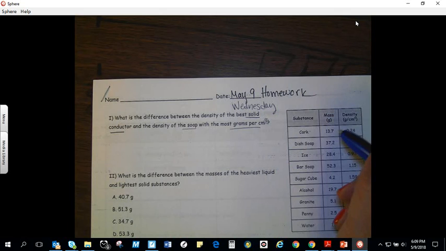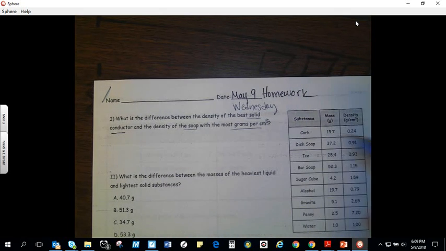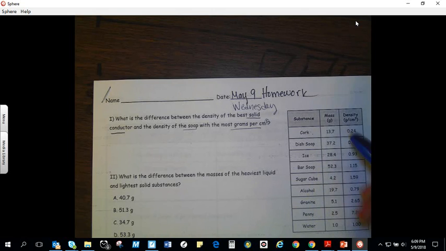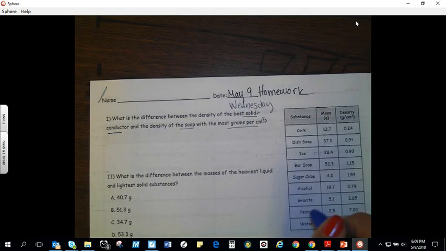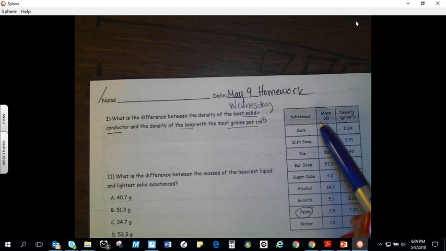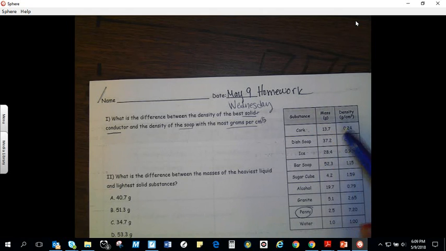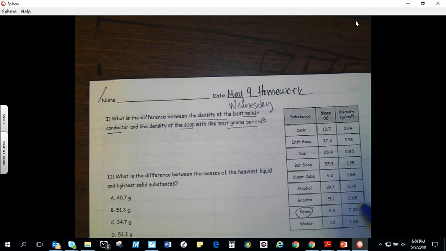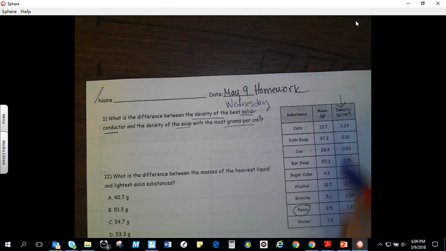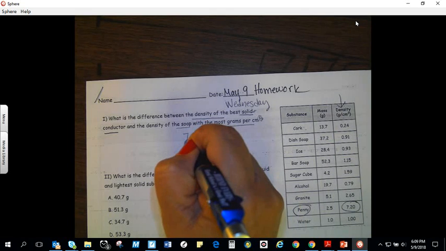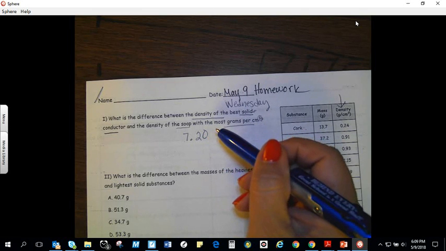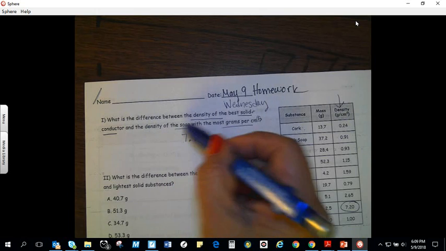All right, so now let's take a look. What is the best solid conductor? So cork is not a conductor. Dish soap, ice, bar soap, sugar cube, alcohol, granite, penny, water. So the best solid conductor is going to be a penny. And I'm looking at its grams. It says density, so we're looking at the density of the best solid, and the density in this column here is 7 and 20 hundredths, or if you take the 0 off, it's 7 and 2 tenths. And then it says the density of the soap with the most grams.